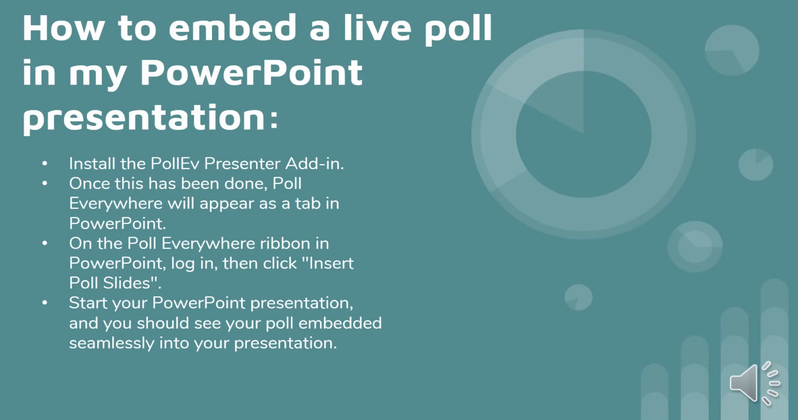Once you've created your polls, you can embed them into your PowerPoint presentations by installing the PollEv Presenter add-in. Go to the Poll Everywhere website to download the add-in and follow the prompts. Once this has been done, a Poll Everywhere ribbon will appear in your PowerPoint. Log in under this ribbon and click Insert Poll Slides. Select the polls from your My Polls page that you want to insert. Start your presentation and you should see your live polls embedded into your presentation.